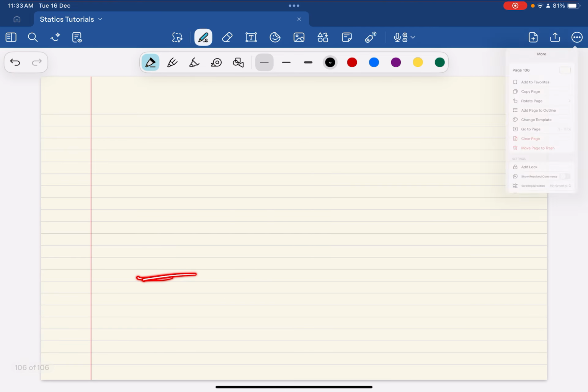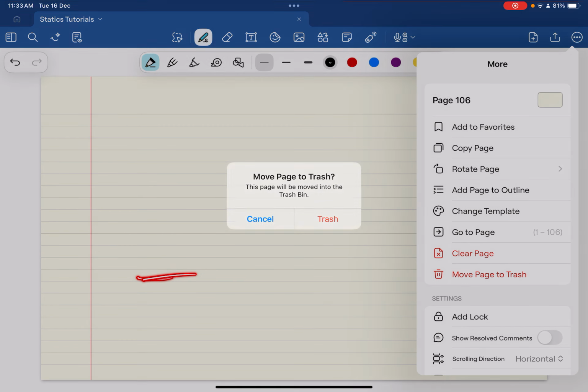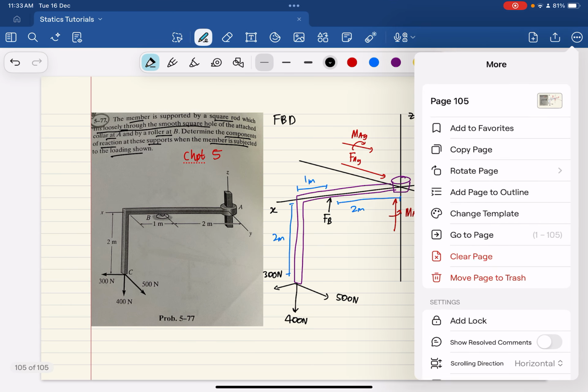First and foremost, I think there's some glitch here. It's been affecting my iPad for some time.